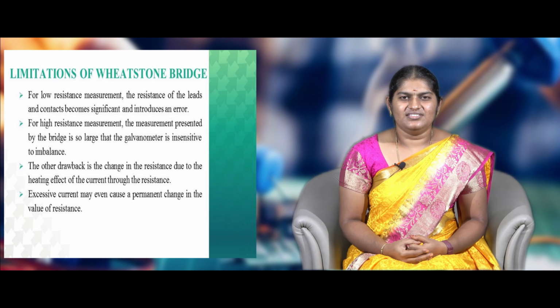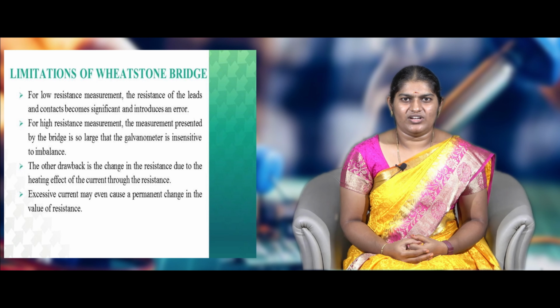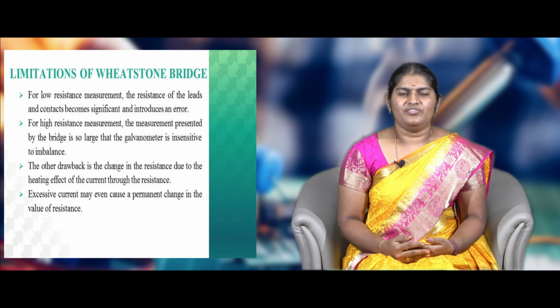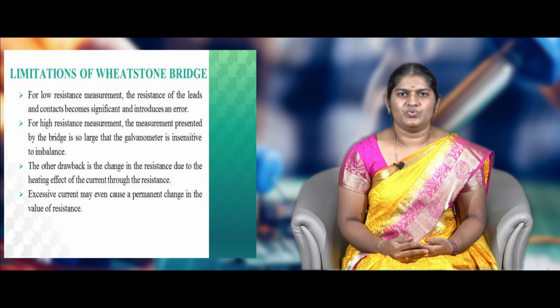Next, we are going to discuss limitations of the Wheatstone bridge. For low values of resistance, the resistance of leads and contacts becomes more significant, which introduces an error in the measurement. For high values of resistance measurement, the resistance presented by the bridge is so large that the galvanometer is insensitive to imbalance. The other drawback is the change in resistance due to changes in the value of current flowing through the resistance.